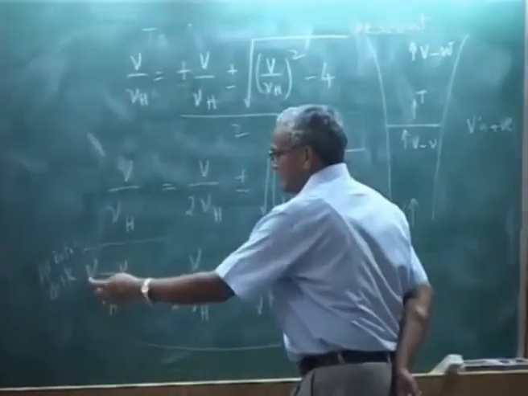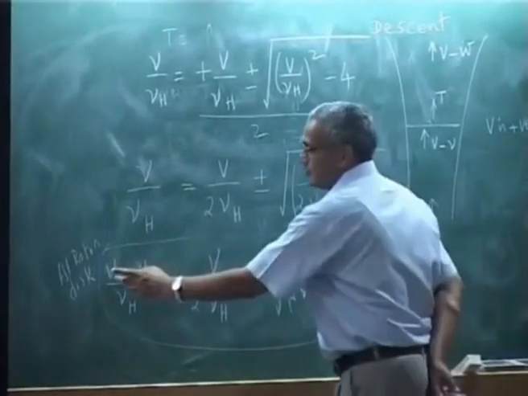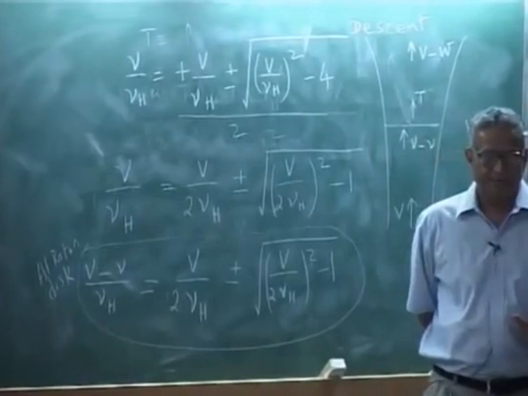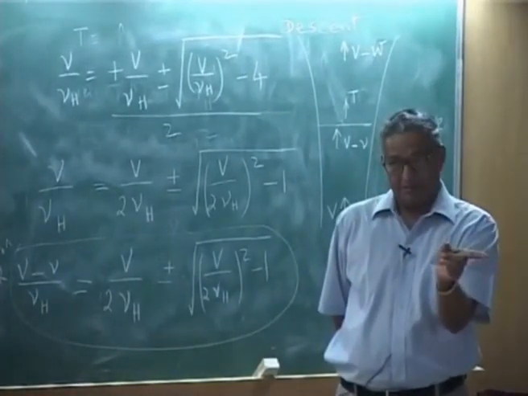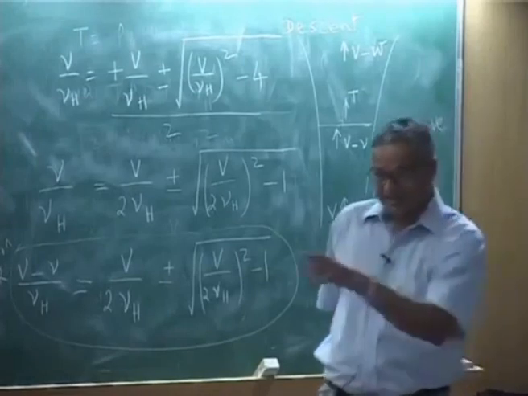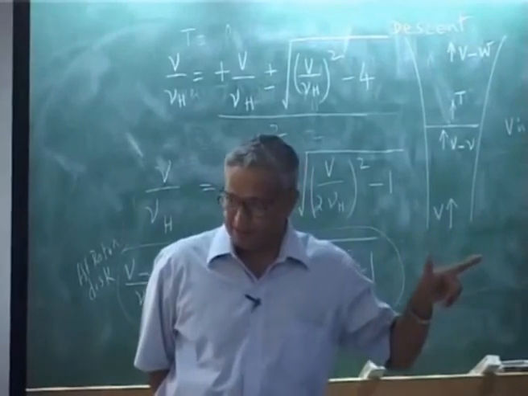I will put V as minus, then change the minus sign everywhere, and you will get V plus nu. But in that case, V has to be negative.